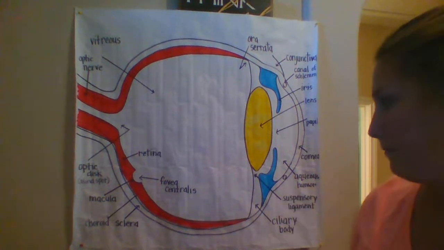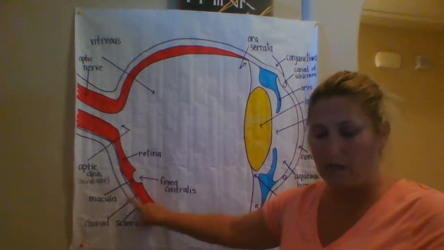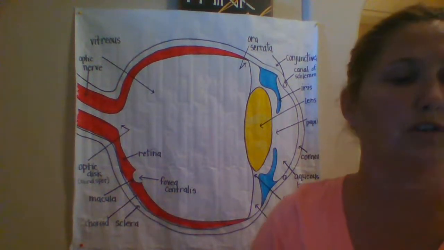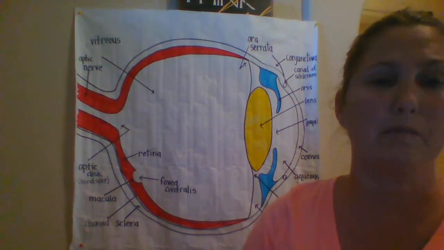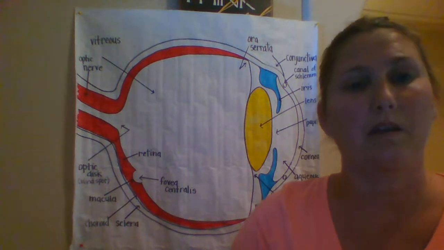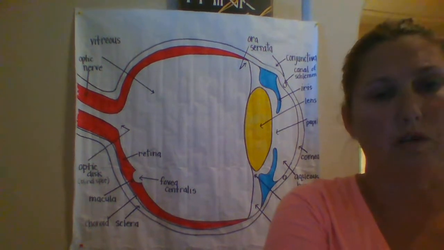The choroid. The choroid is a thin layer of major blood vessels that lies between the retina and the sclera. It supplies the retina with oxygen and nutrients.